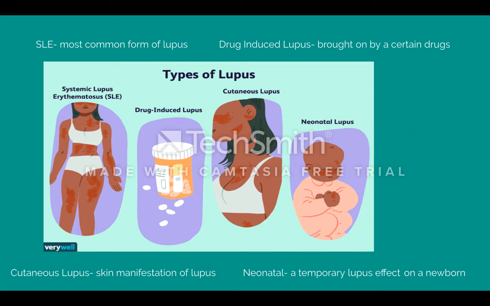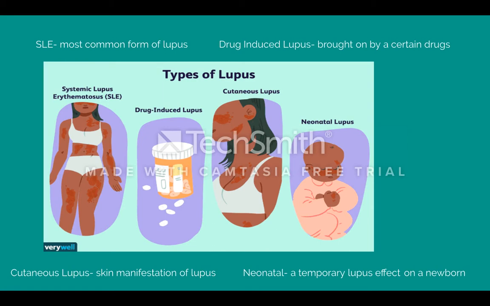Drug-induced lupus has very similar symptoms as SLE. The only difference is this lupus is caused by a certain drug, usually taken over time. This type of disease is actually reversible once the medication is no longer taken.